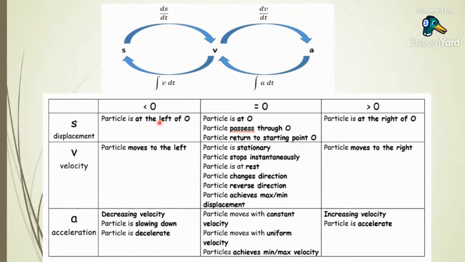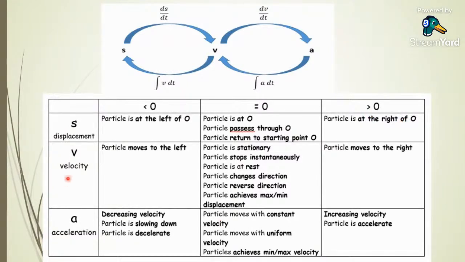So these are the few things that you will see in kinematics. Okay, yang highlight ni, bold words ni. Okay, at the left of O, kita ada less than 0, equals to 0, greater than 0. Ini pun saya akan sebut nanti at the end. Tapi kita tengok one by one. Kalau displacement kita ada at the left of O, simbolnya macam ni lah. Kalau dia equals to 0, particle is at O, passes through O, return to starting point O. These three things, basically, inilah maksud dia. And then kalau dia kata at the right of O, greater than 0. O ni basically the starting point lah biasanya.